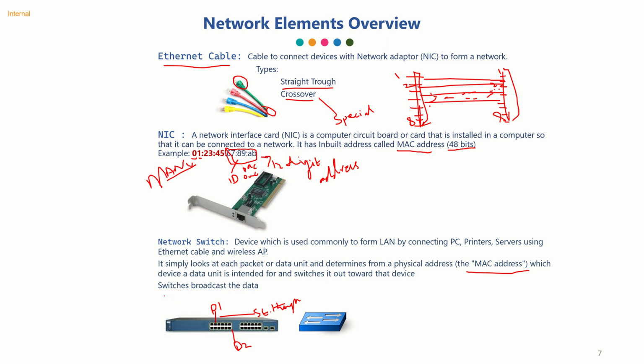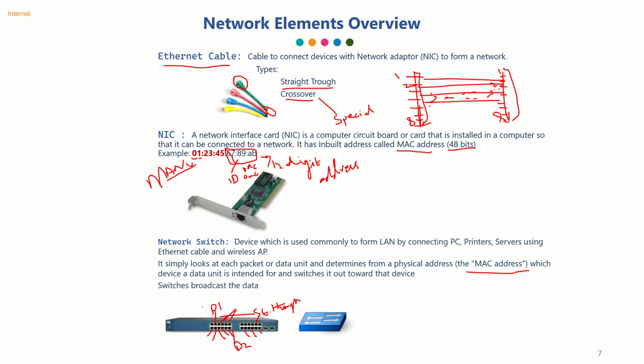Another thing is that switches do broadcast. What is broadcast? We will see in detail in other videos, not in this one, but a quick introduction. Broadcast means sometimes if D1 wants to send data to everybody, the data comes to this particular port and then it will go out of all the ports. It will be broadcasted. So that is called broadcasting.